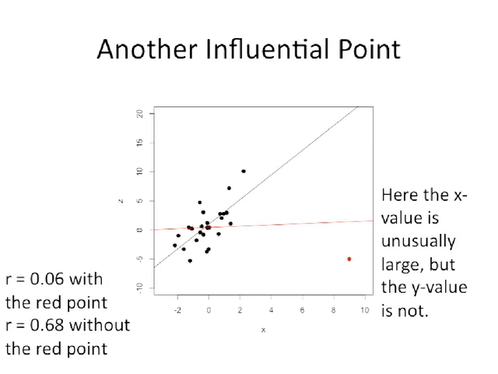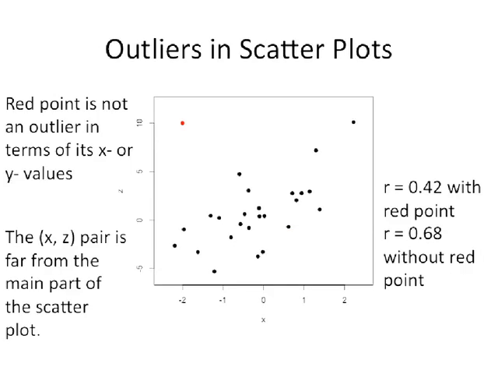So this is quite different from the other. Here's one where x and z, where the point xz is far from the cluster or the cloud of the other points. Is this point, if you only look at its x value, is it unusually small or unusually large? No. If you look at its z value, is it unusually large or unusually small? Not really, compared to the others.